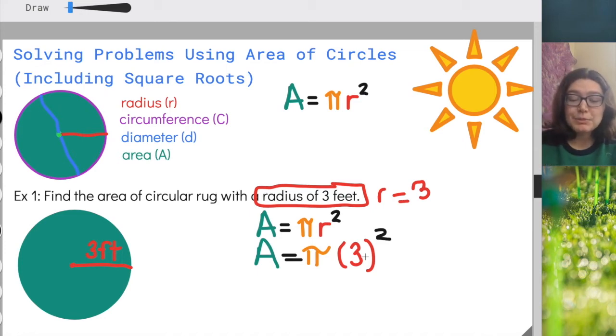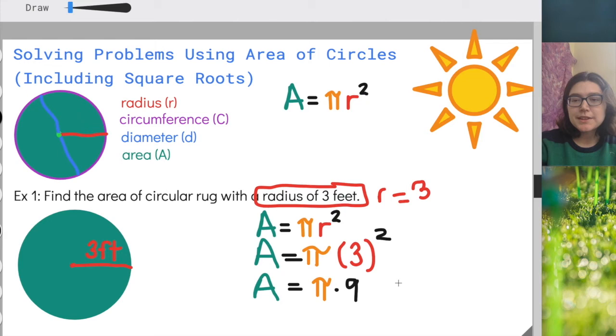So again, this means not 3 times 2. This means 3 times 3. It means you're multiplying 3 by itself, so 3 times 3. Okay, it is not 6 then. What is 3 times 3? Great, 3 times 3 is 9. So then our area is equal to pi times 9.